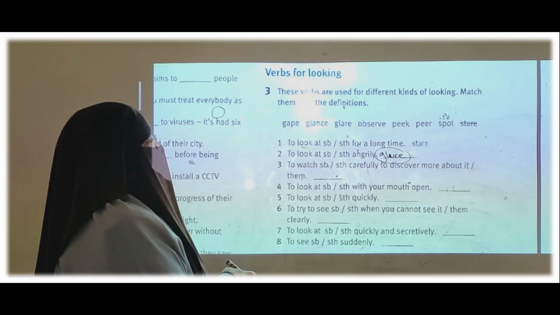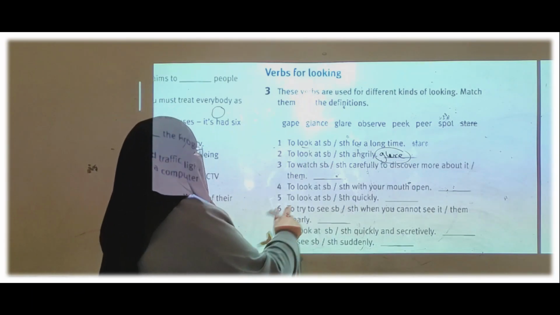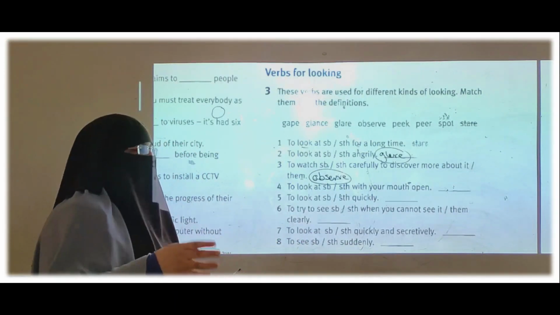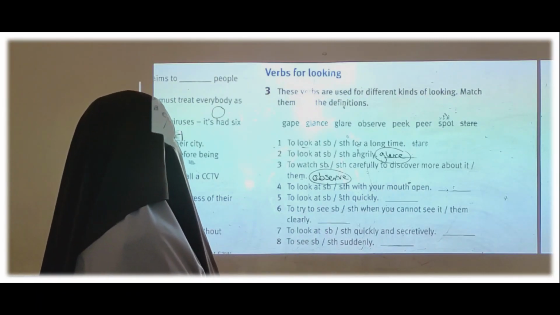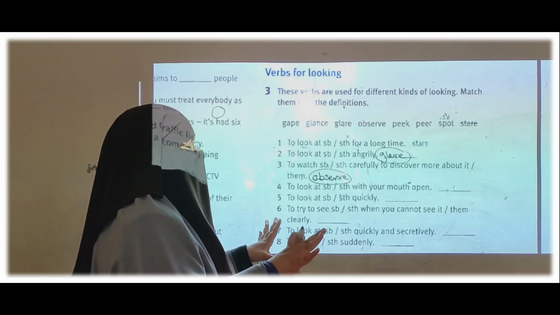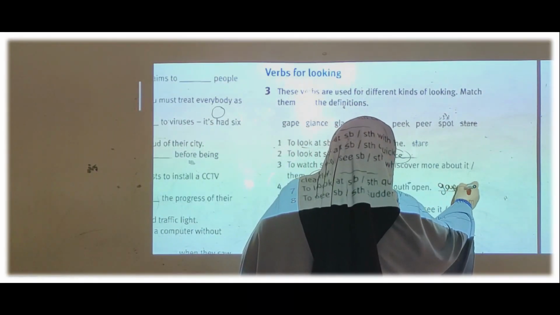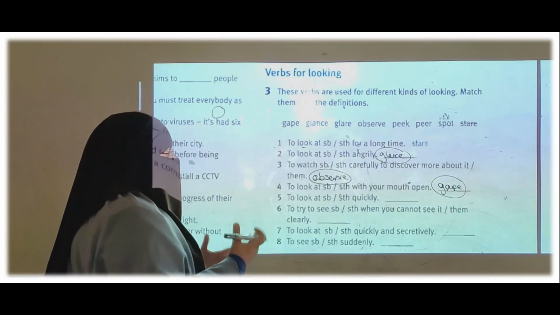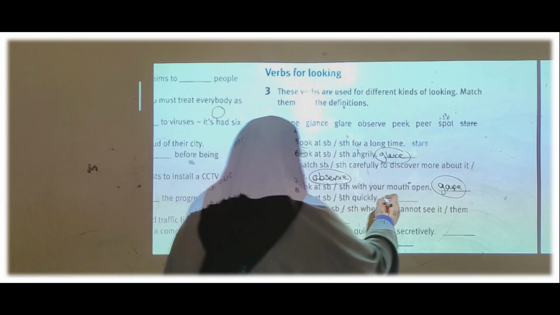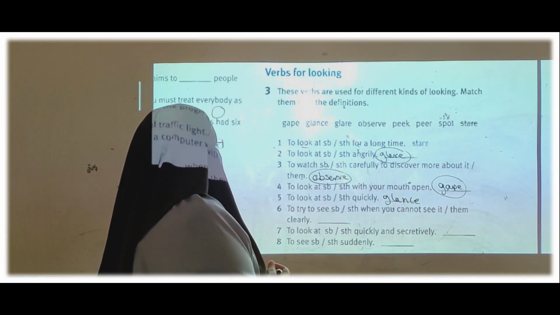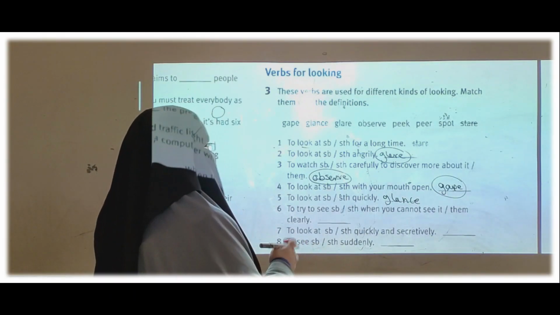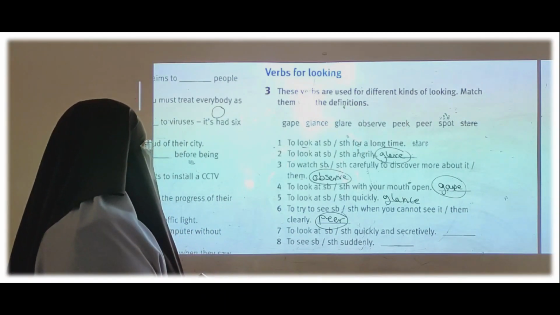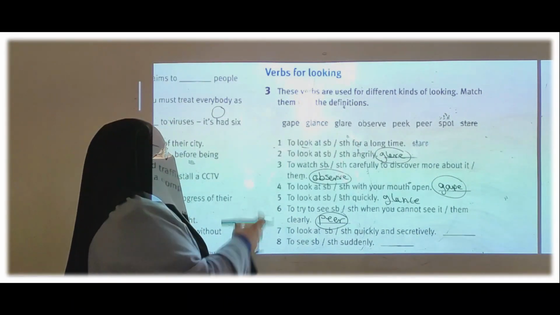To watch somebody or something carefully, to discover more about them, means to observe. You know, this is when you enter an exam and there are people who are watching you because they want you not to cheat, so this is observing, as teachers do. To look at somebody or something with your mouth open because you don't understand means gape. To look at somebody or something quickly, without taking a long time, is glance. To try to see somebody or something when you cannot see it or them clearly is peer. We can say that your grandma can't see well, she is peering to see well.